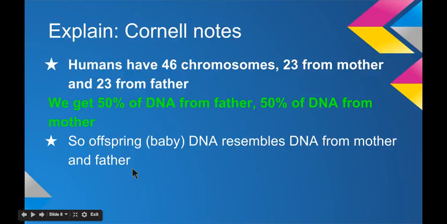Humans have 46 chromosomes. We get 23 from our mother and 23 from our father. If you do the math, that means we get 50% of our DNA from our father and 50% from our mother.